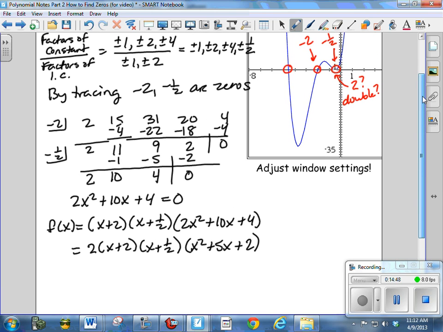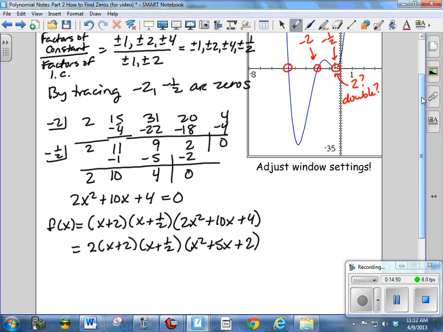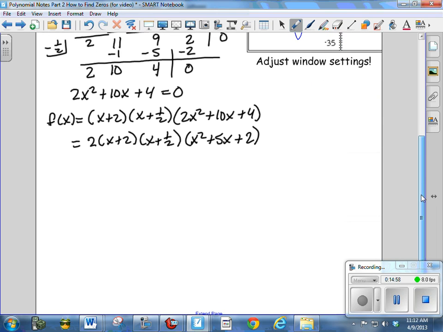Now we can tell which ones they are. They're not imaginary because the graph actually crosses the x-axis two more places. We found them when we were tracing. So they have to be irrational numbers, real numbers but irrational. So let's find what these two are.